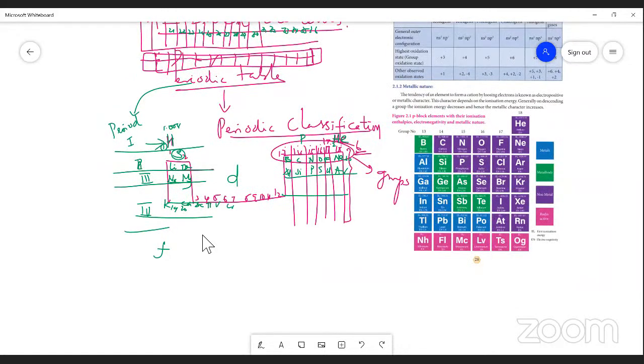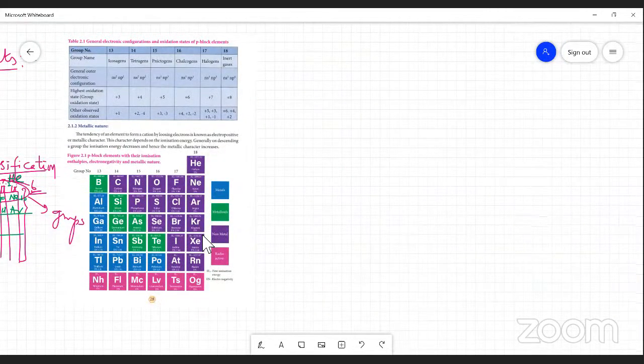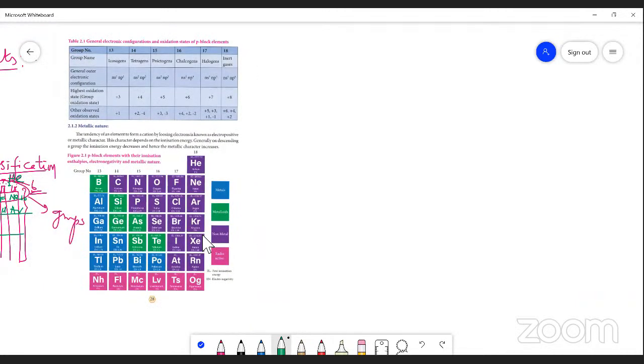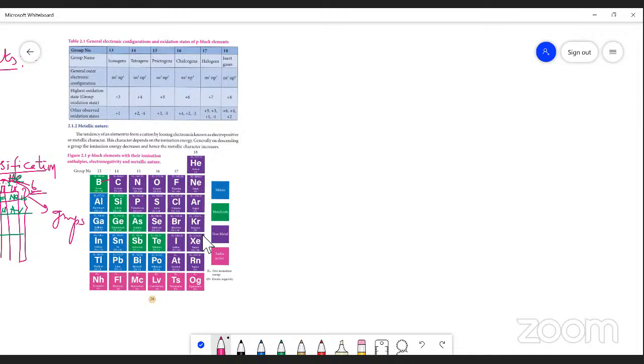Now we are going to study what P block elements are. The P block elements are the elements whose last electrons enter the p level. We are going to write their electronic configurations. Boron has atomic number 5.